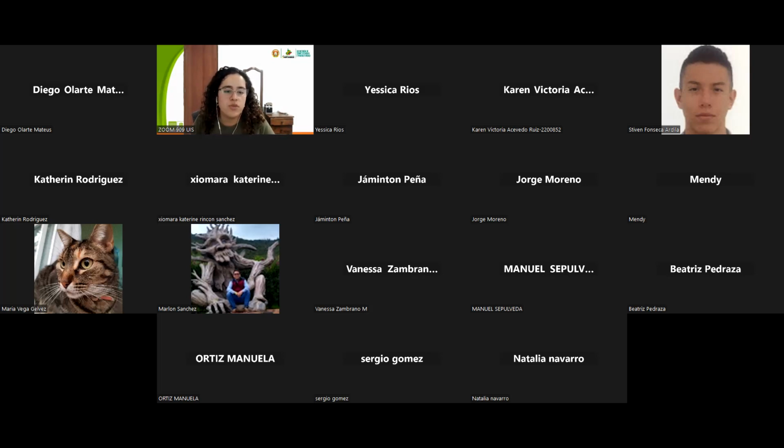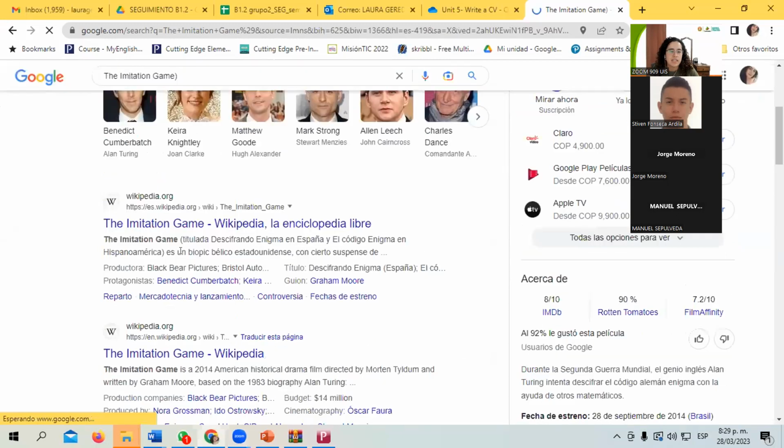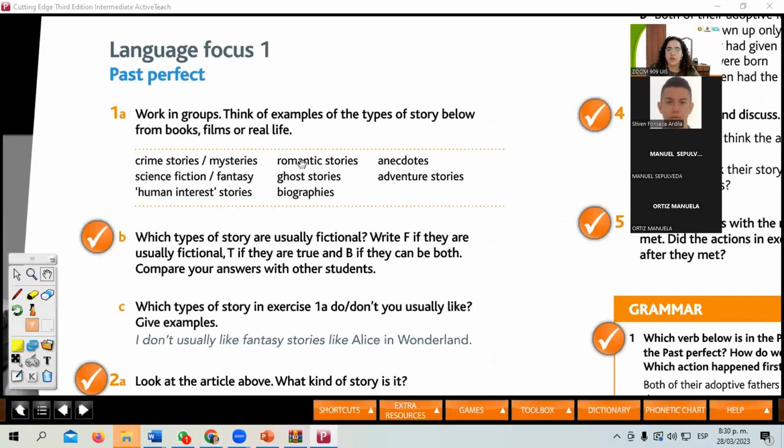Have you seen this movie, The Imitation Game? Oh, yeah. It's a movie about Alan Turing. He deciphered the German code during World War II. So it's very interesting. It's kind of a biographical movie about Alan Turing. And well, biographies generally we find in books, right? It's more common. Okay, you have other examples on the chat.